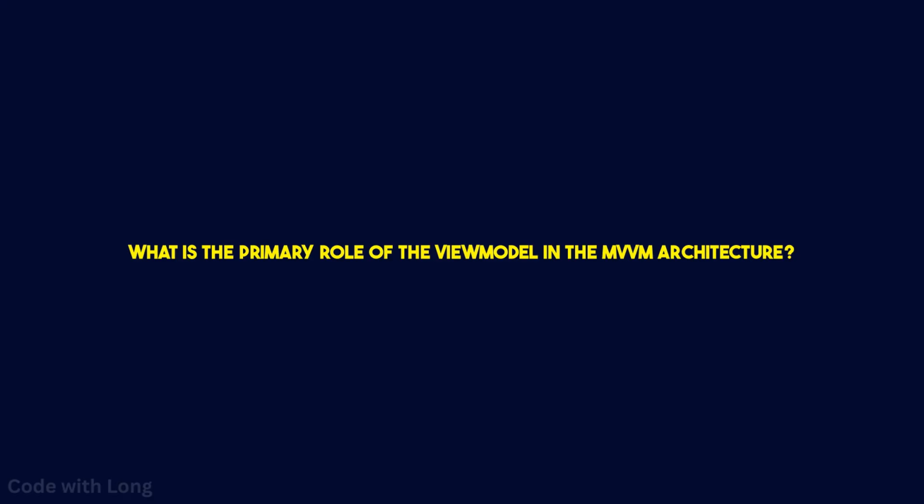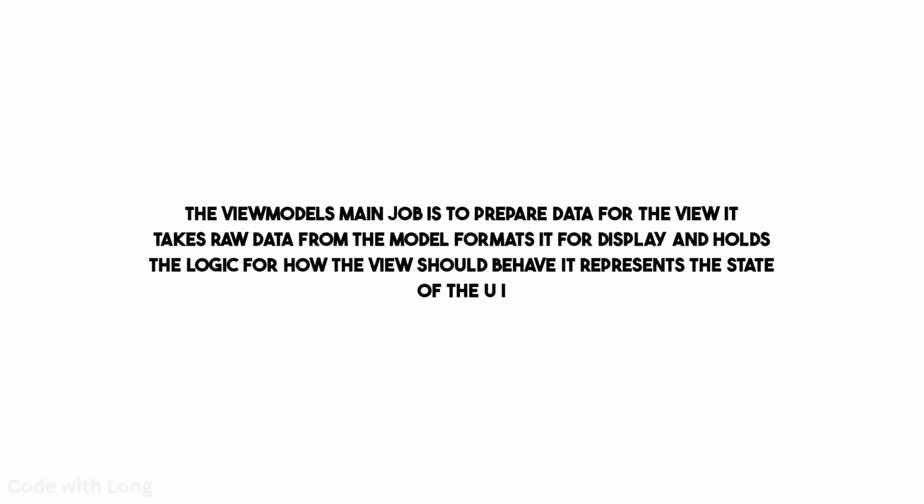What is the primary role of the view model in the MVVM architecture? The view model's main job is to prepare data for the view. It takes raw data from the model, formats it for display, and holds the logic for how the view should behave. It represents the state of the UI.